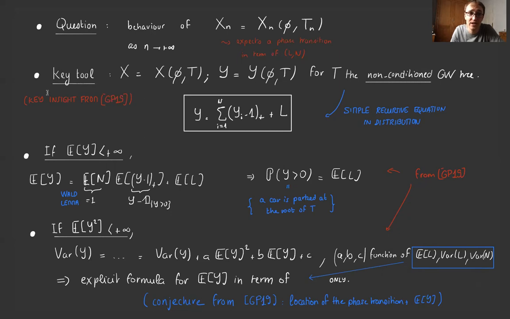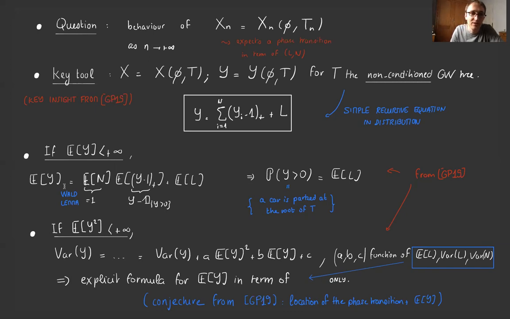A key tool for this, and this was already a key insight from Goldschmidt and Przykucki, is to consider the quantities X and Y for the same tree but unconditioned, so for T the non-conditioned Galton-Watson tree. Why? Because it satisfies a simple recursive equation in distribution. For Y, for instance, we take this form: Y is the sum for i from 1 to N of the positive part of Y_i minus 1, plus L. And when confronted with such an equation, it's natural to take the first two moments. This is precisely what Goldschmidt and Przykucki have done.